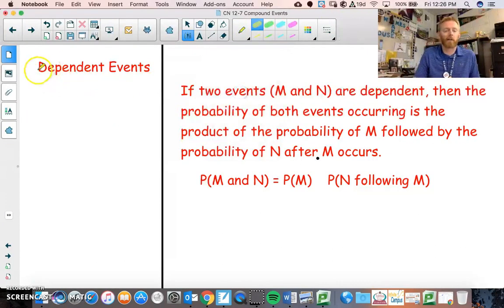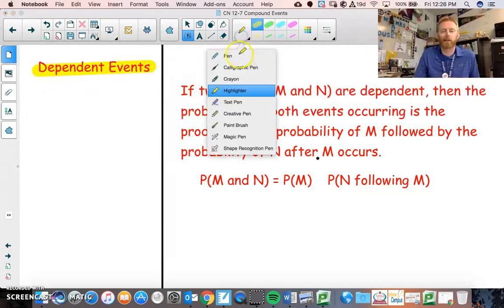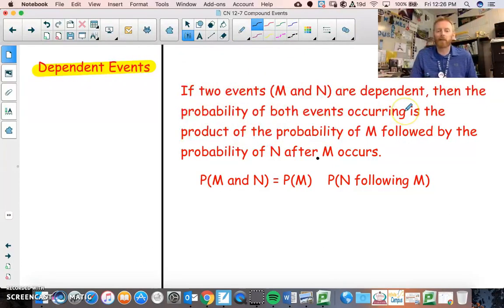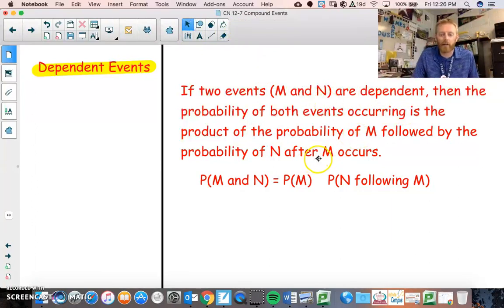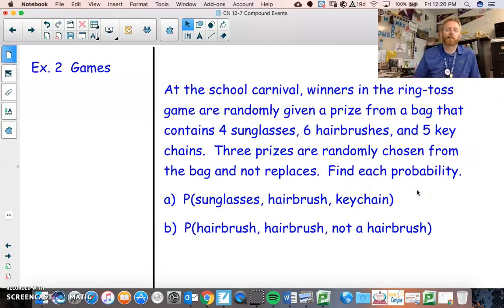Dependent events are when we have things that depend on each other. So the first thing happens, and that changes the probability of the second thing happening. You'll notice that I got a dot here. I got to move my dot. That's the times. So the probability of the first thing times the probability of the second thing, where it's followed by the first thing. So here's how this works out.